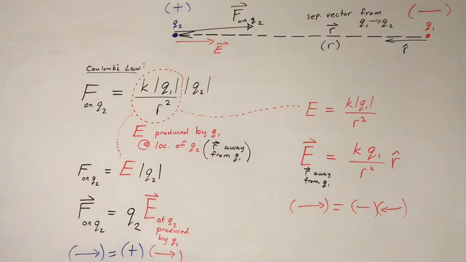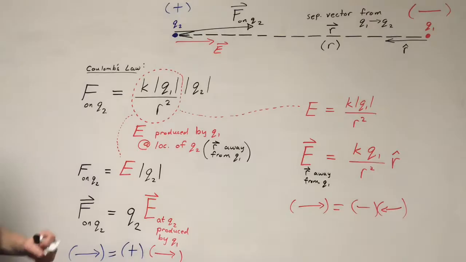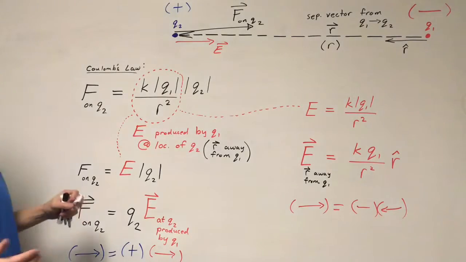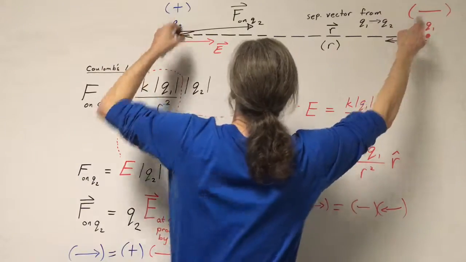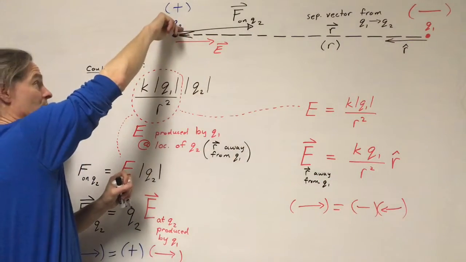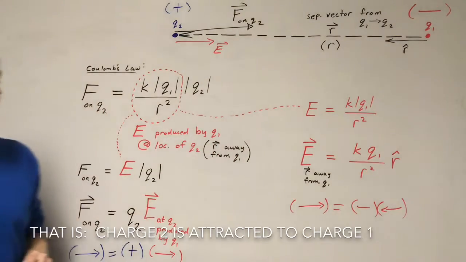Now let's check that out. If we go back to our original concept for Coulomb's law, we know that opposite charges attract and like sign charges repel. Well, now we have opposite sign charges, so Q2 should feel an electric force to the right due to charge 1.